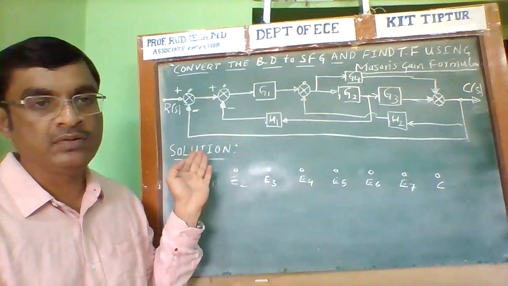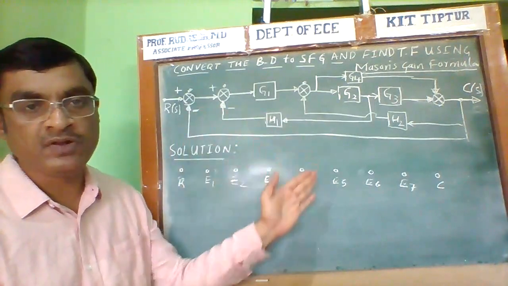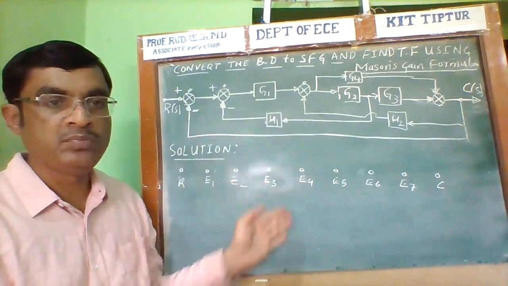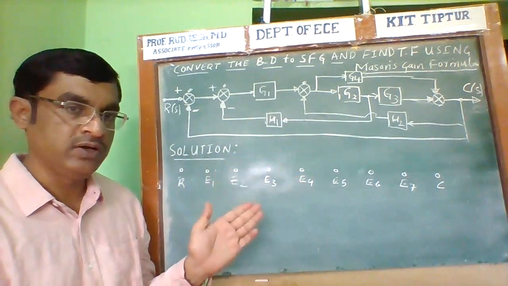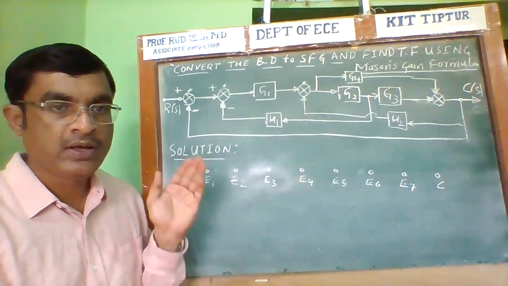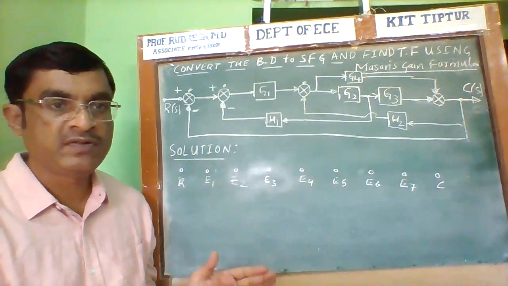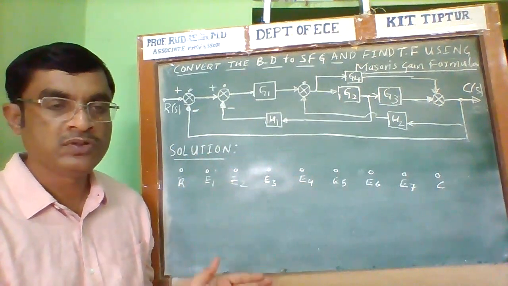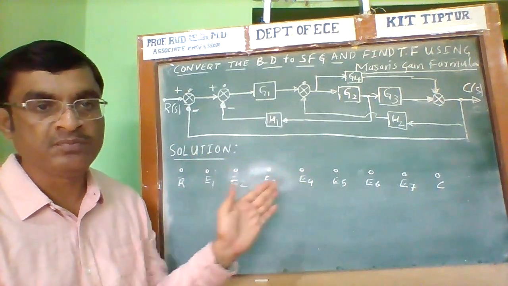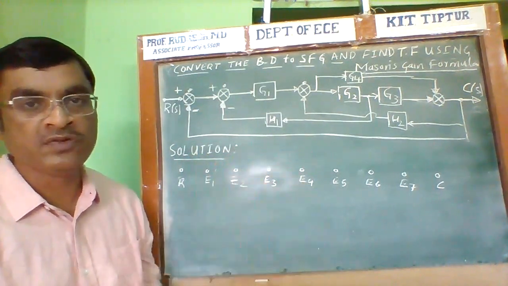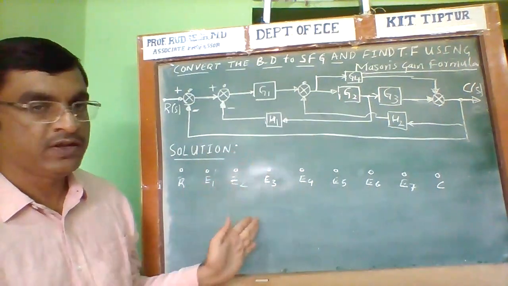I've taken this as an example for converting a block diagram to a signal flow graph and then applying Mason's gain formula. Here we know the procedure, and I have clearly explained it in the previous session. Go through the previous session to understand the conversion process. But anyhow, I'm going to explain briefly once again.